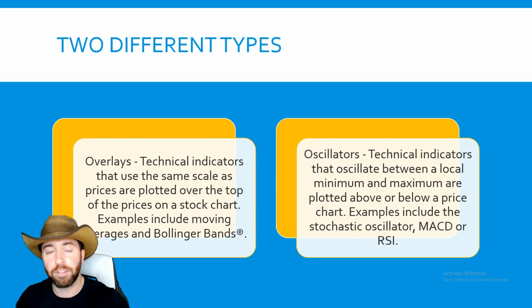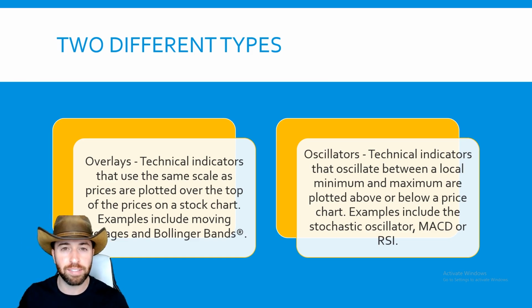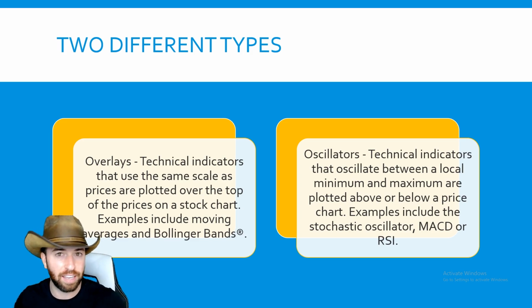We have two different types of indicators that we want to be breaking down: our overlays and our oscillators. Now, if you're still a little bit lost and saying to yourself, Dek, I'm not even sure what an indicator is, give me 2 seconds. We're going to show you examples.